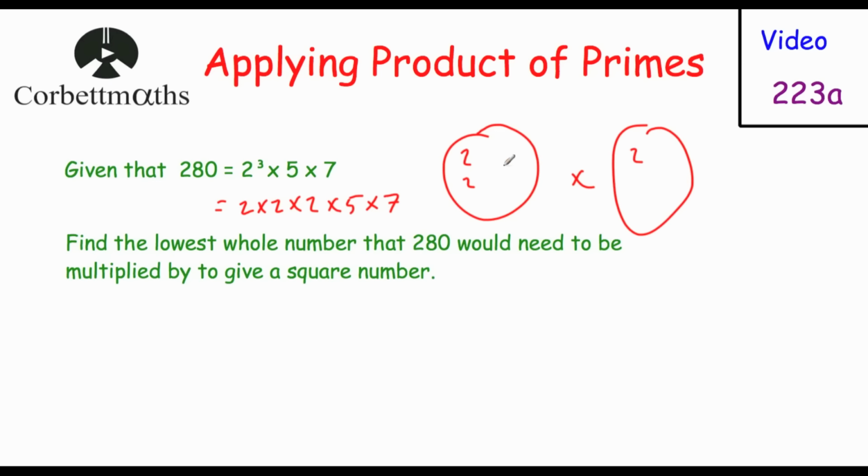We've got a 5. Well, unfortunately, that's just going to have to go in one of the circles as well. We don't have 2 5's. And we've got a 7. So again, that's going to have to go in one of the circles. Now we want the same thing in both of these circles. So let's put some extra prime numbers in this circle.